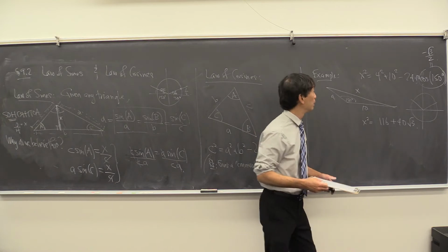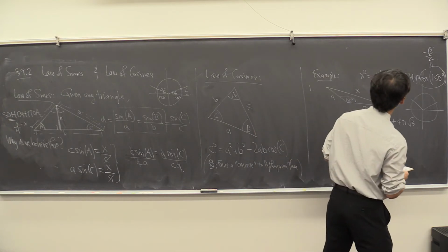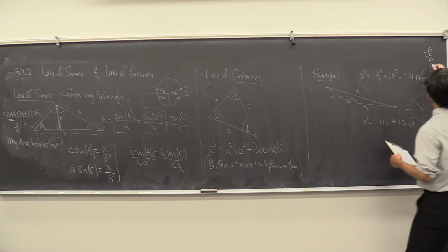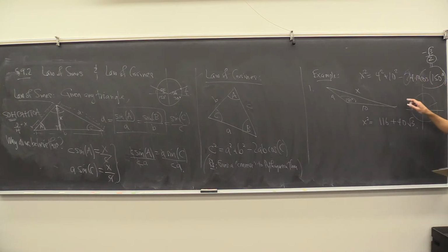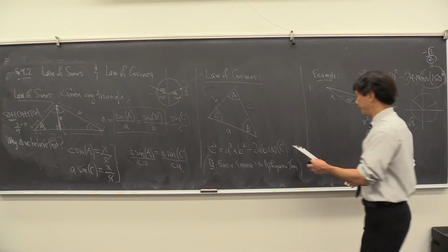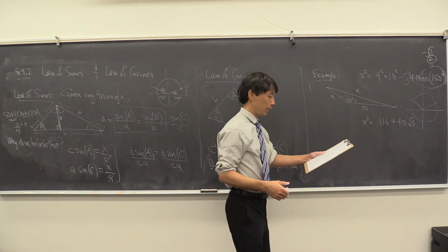Yes? Isn't it 80 root 3s? No, because they've got a root 3 over 2, and we've got a 2. Oh, here. Okay, yeah. So those cancel, and we are left with 40 root 3s.